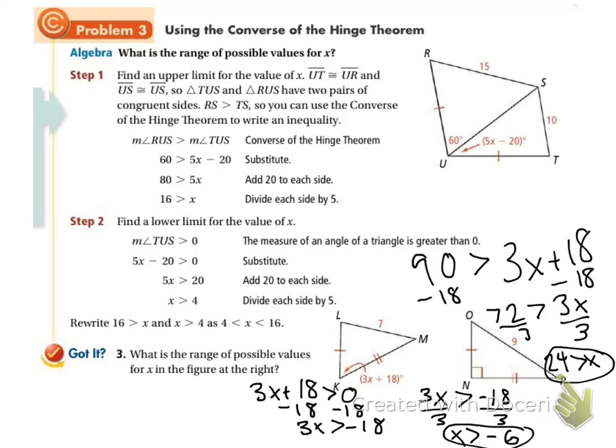If I plug in, let's say, negative 5, because negative 5 is bigger than negative 6, if I plug in negative 5 for x, I get negative 15 plus 18, which is 3. So the measure of the angle would be 3 degrees. And that's okay, right? So it's okay if my variable is negative. It still gives me a positive answer as long as it's bigger than negative 6, what I said right here.